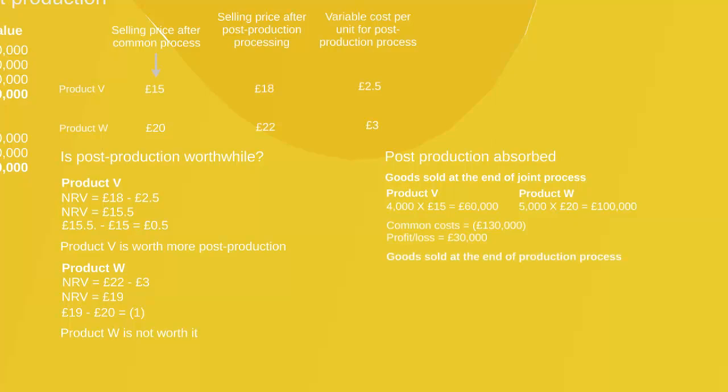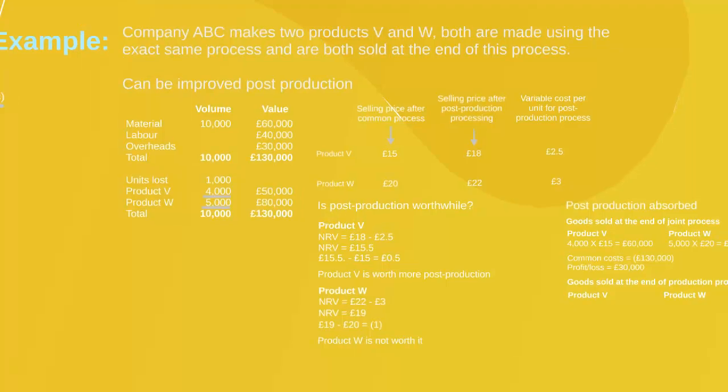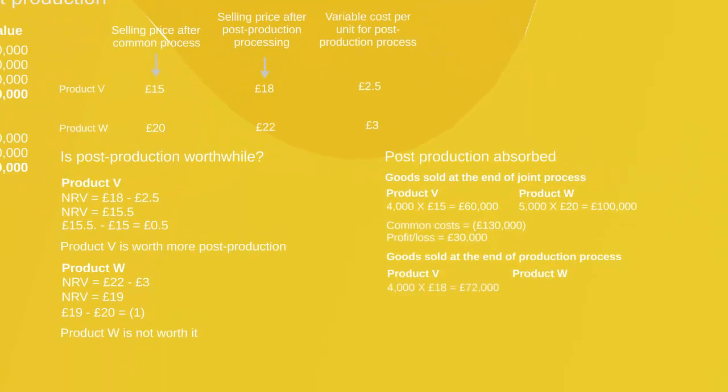So now we need to look at goods at the end of the production process, product V and product W, of course. Now this time they can be sold for £18 per product V and £22 per product W at the end of the process. So we have 4,000 units times £18 is 72,000. And 5,000 units times £22 giving us 110,000. So the actual revenue is a lot higher. Rather than 160, it's now 182,000.